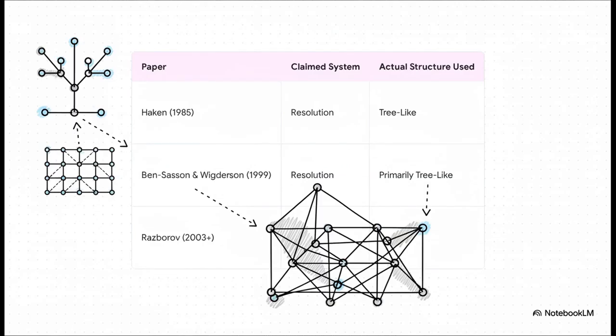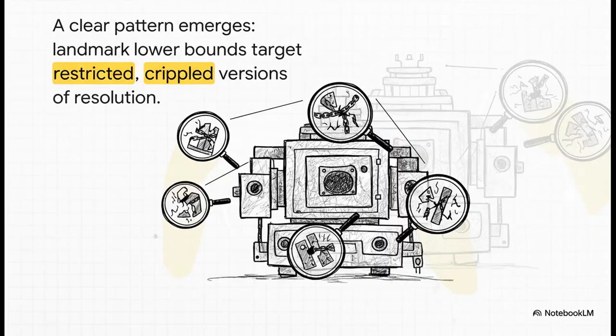And finally, let's look at the work from the 2000s. Now, researchers like Razborov made a huge leap, no doubt about it. They moved beyond trees and managed to prove lower bounds for regular resolution. That was a major step forward, absolutely. But you see what's still missing, right? It's not the full, unrestricted DAG. They needed that no repeating variables on a path rule to make their arguments work. So the pattern is undeniable.